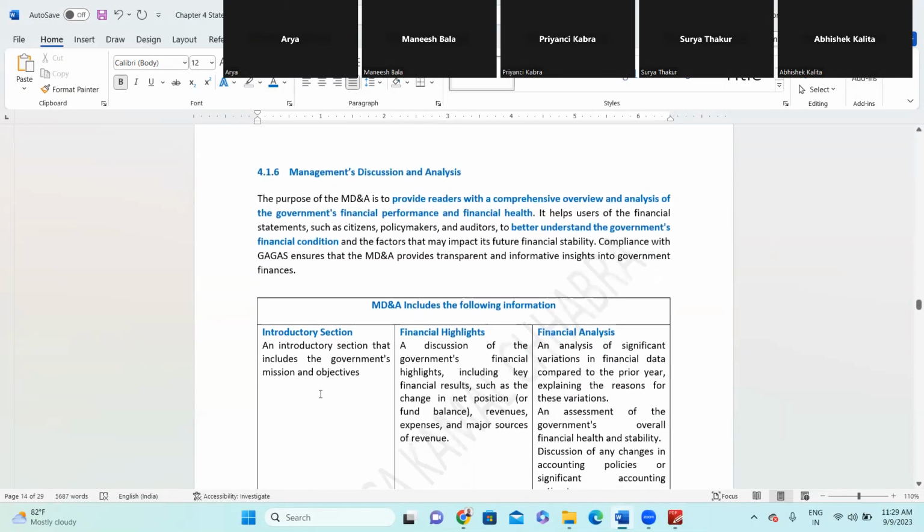This particular topic is from the format and content of the financial section of the annual comprehensive financial report of your state and local governmental accounting. So let's dive in to understand more in detail about management discussion and analysis. Second topic, which is management discussion and analysis.